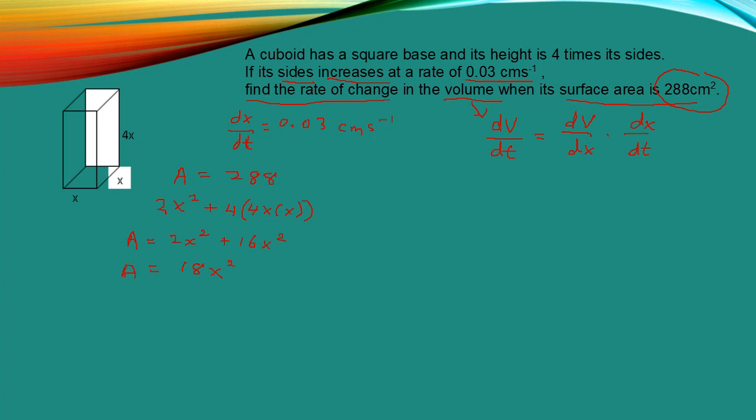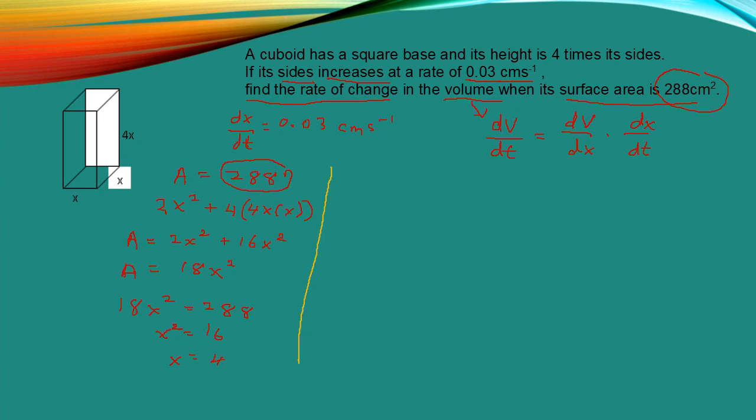As our area just now is equal to 288, so we can equate 18x square is equal to 288. So now we can calculate x by using calculator. Then we will get x square equal to 16 and x is equal to 4. It means we will find the changing of volume when x equal to 4.